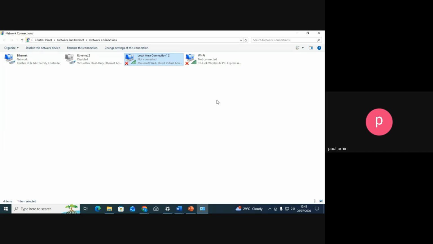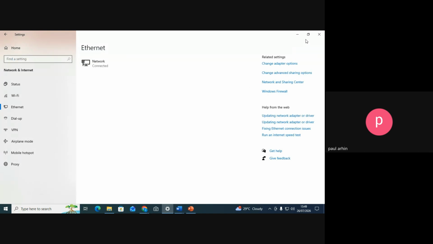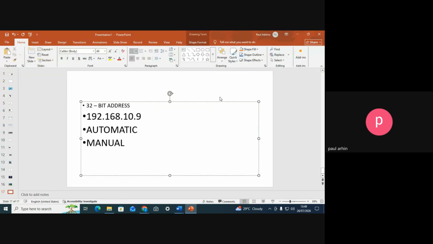But the question is, as a network administrator and consultant, which one do you think will be much more effective in the management of a network? If I ask you that, what will you answer? Which of these two, manual or automatic, do you think will be more effective, security-wise and otherwise, in managing a network?